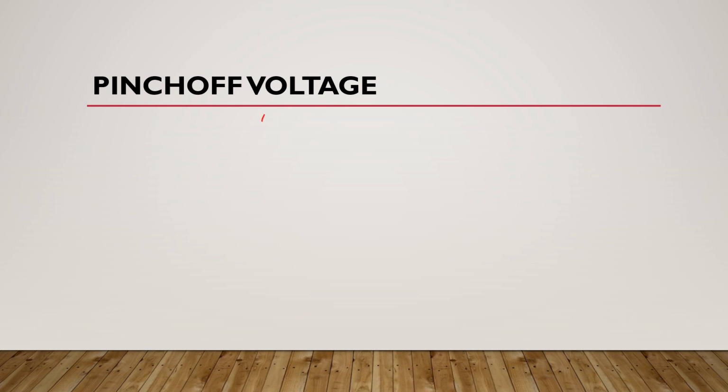Now what is pinch off voltage Vp? Pinch off voltage is a point at which gate to drain voltage is equal to threshold voltage. Now we can write this gate to drain voltage like this: gate voltage minus drain voltage is equal to threshold voltage, or VGS minus VDS is equal to threshold voltage. Now if we rearrange this equation, we get drain to source voltage is equal to gate to source voltage minus threshold voltage.